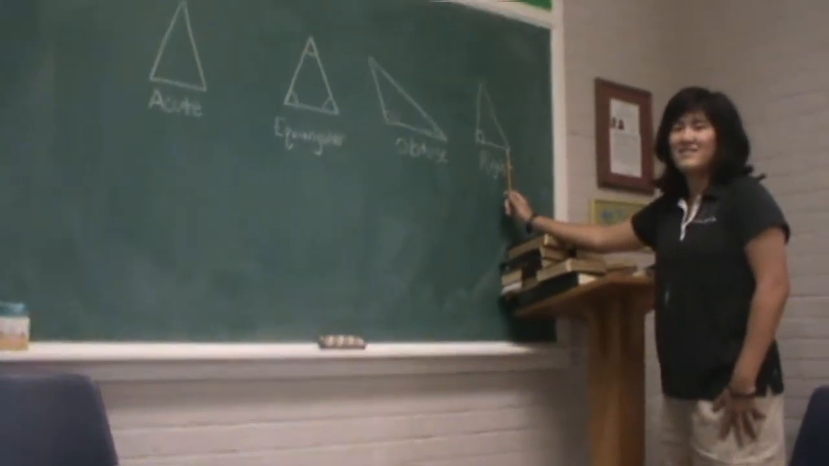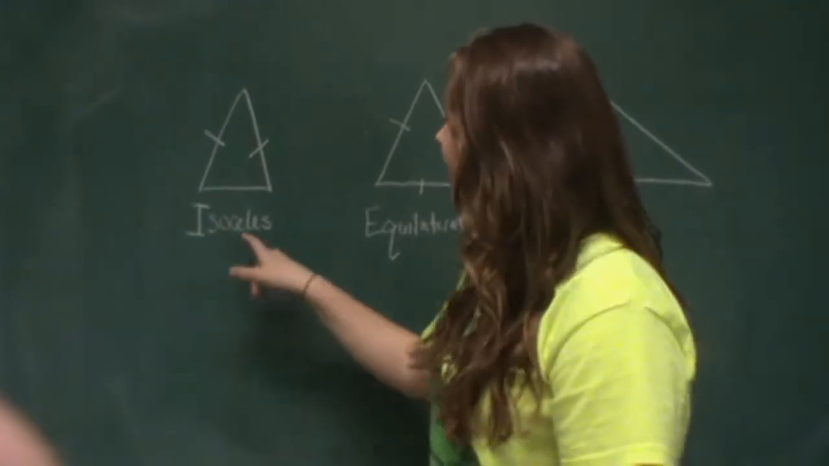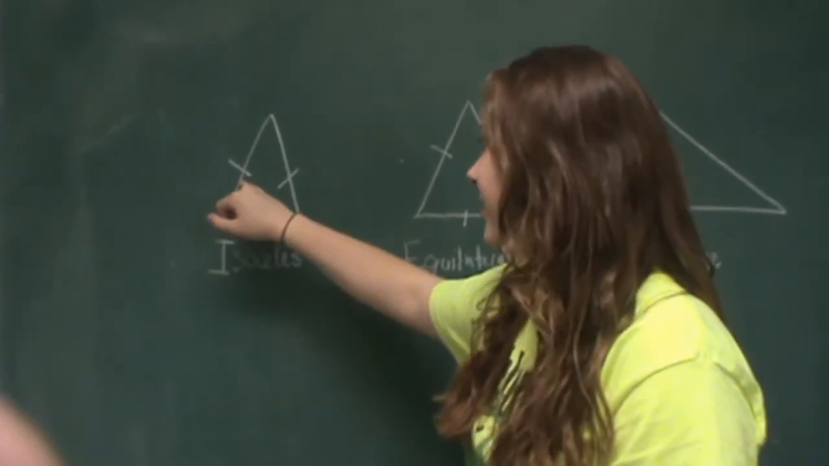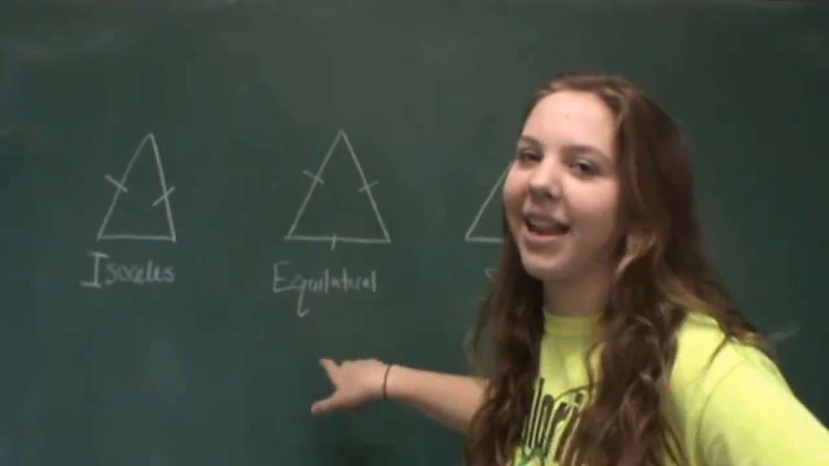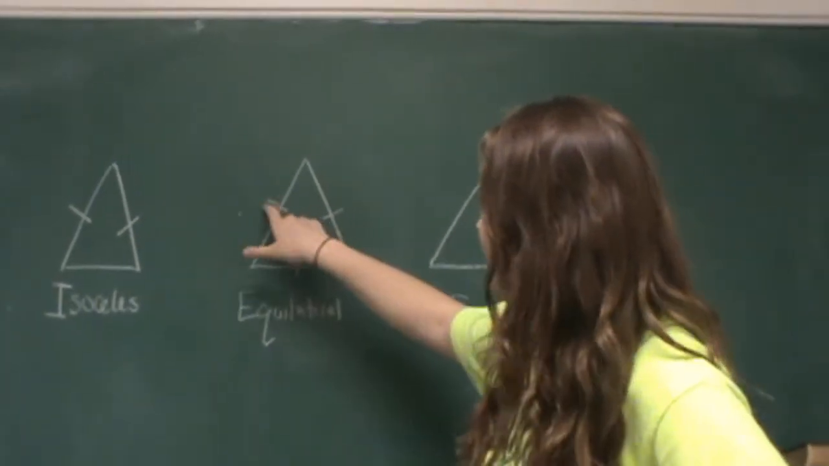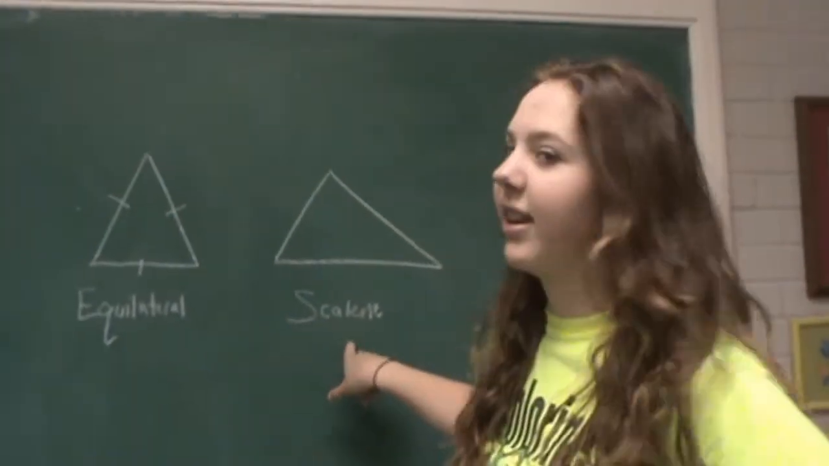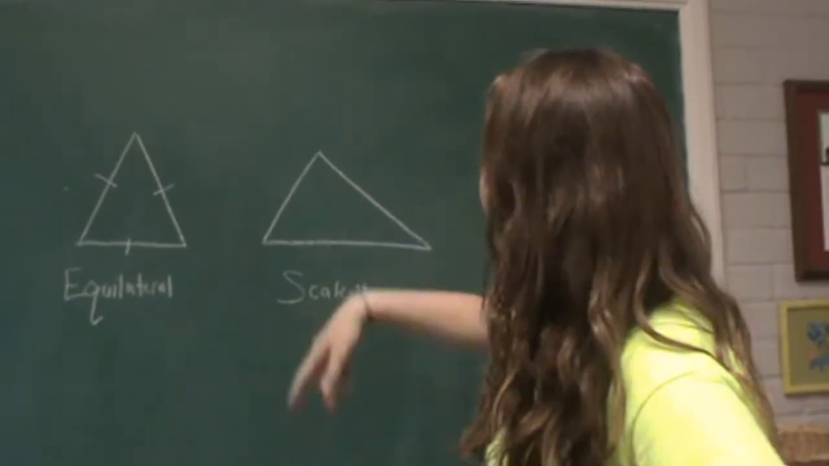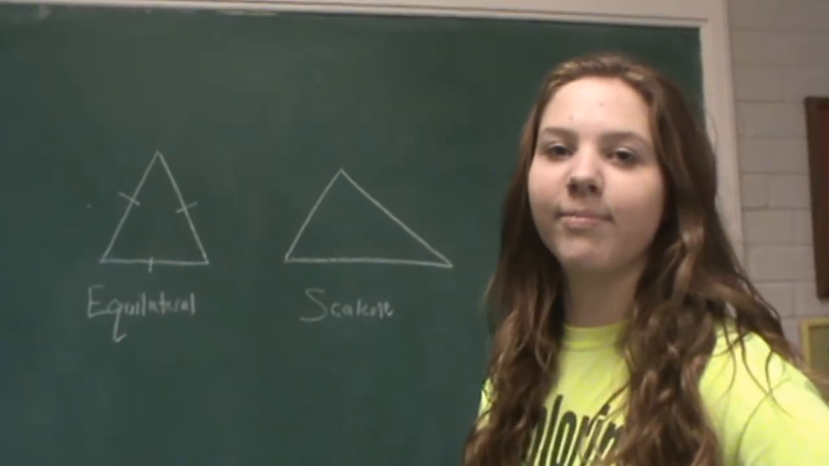We just learned about angles, so now we're going to learn about sides. An isosceles triangle has 2 congruent sides. As you can see, these 2 sides are congruent. This is an equilateral triangle. That means that all 3 sides are congruent. This is a scalene triangle. None of these sides are congruent. This one's one measure, this one's another measure, that's a different measure.